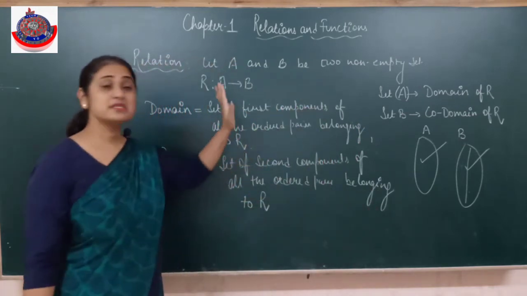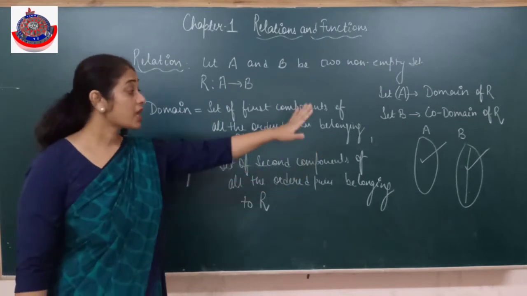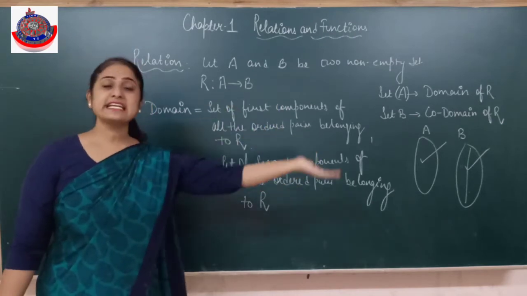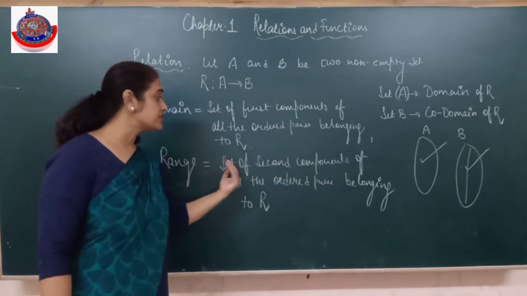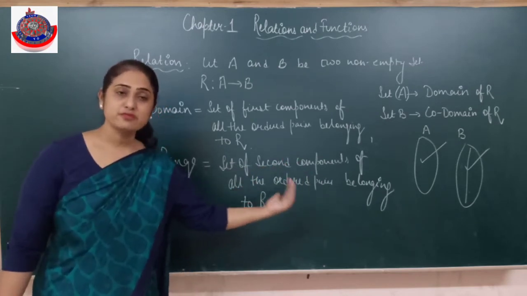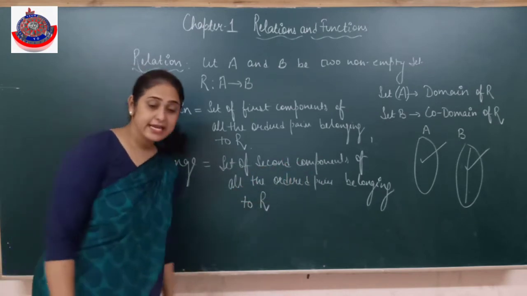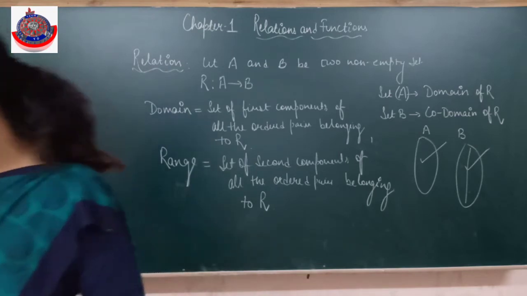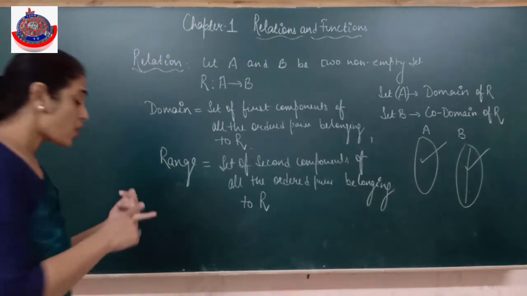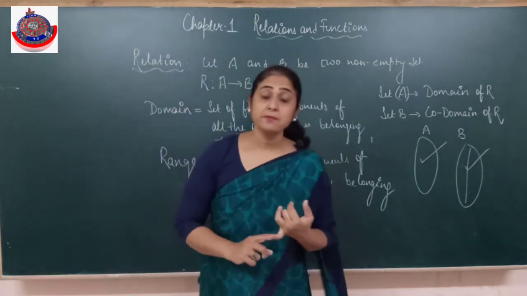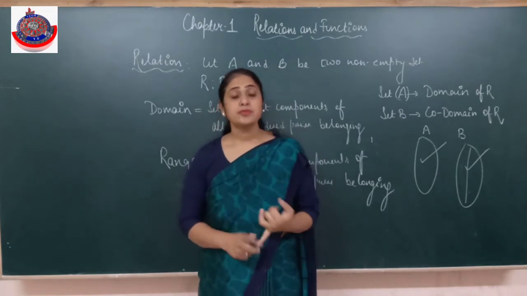Codomain means the complete second set is called codomain, and the range is the second components of all the order pairs which belong to R. Is it clear? This was all the drills which we did in class 11th. We did order pair. I hope it's clear to everyone. We did Cartesian product. Then we did relation.